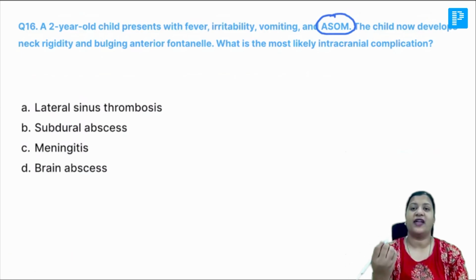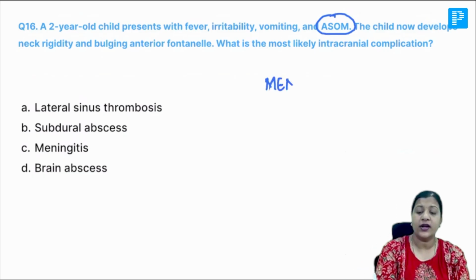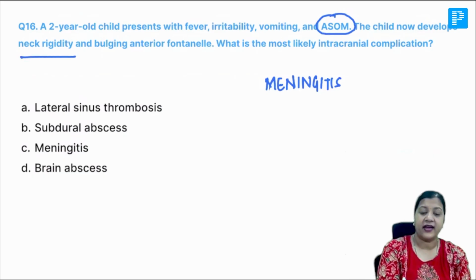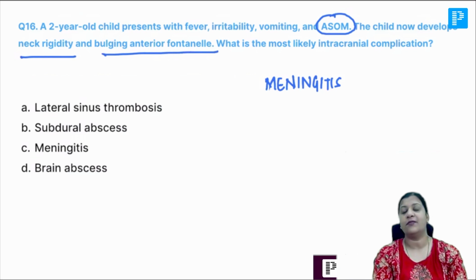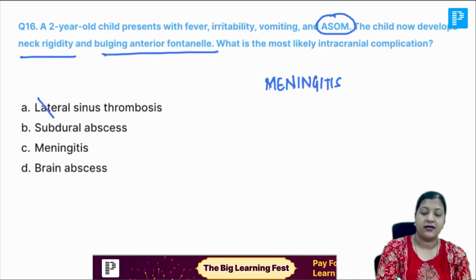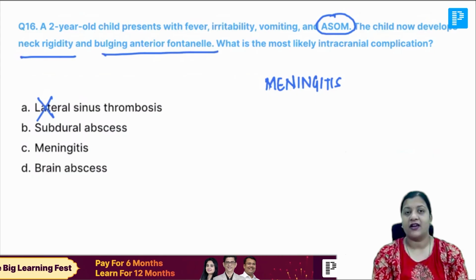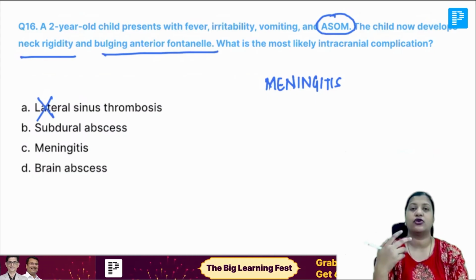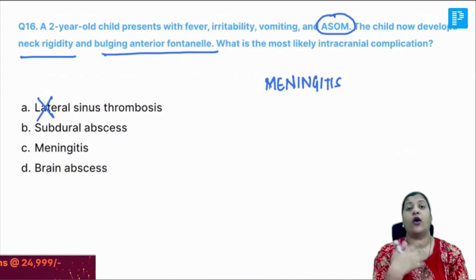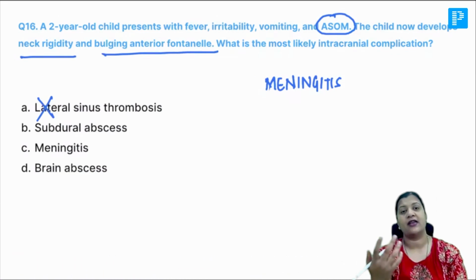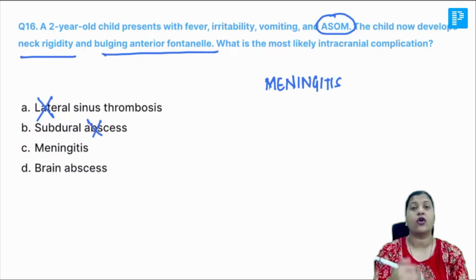Now, when we are talking of ASOM, the most common intracranial complication after ASOM is going to be meningitis. Right now, we are looking at the further part. There is neck rigidity and bulging of the anterior fontanelle, which indicates raised intracranial pressure. Now, I will rule out lateral sinus thrombosis because there will be a hectic picket fence type of fever. There will be bluish discoloration of mastoid, none of which have been given over here. Extradural subdural abscess can present to you with raised intracranial pressure, but usually they are silent and not commonly seen following ASOM. So again, that is ruled out.